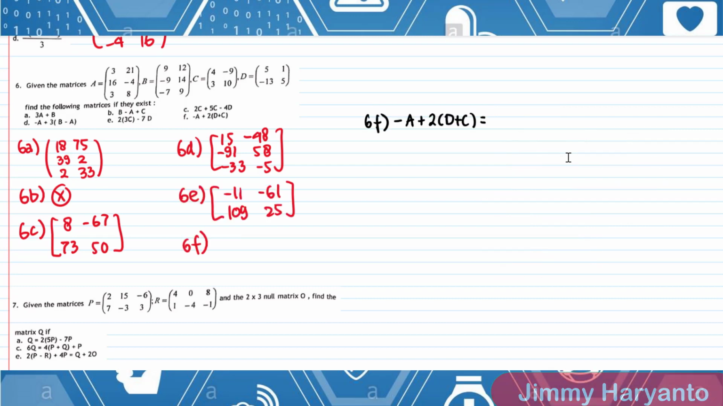Okay, 6F is also the same, but as we can see, the matrix of A is 3 times 2, but the matrix of D is 2 times 2. So we cannot do this because we have to have the same dimension of matrix to be added or subtracted, so we cannot do this. Just say it cannot be calculated.